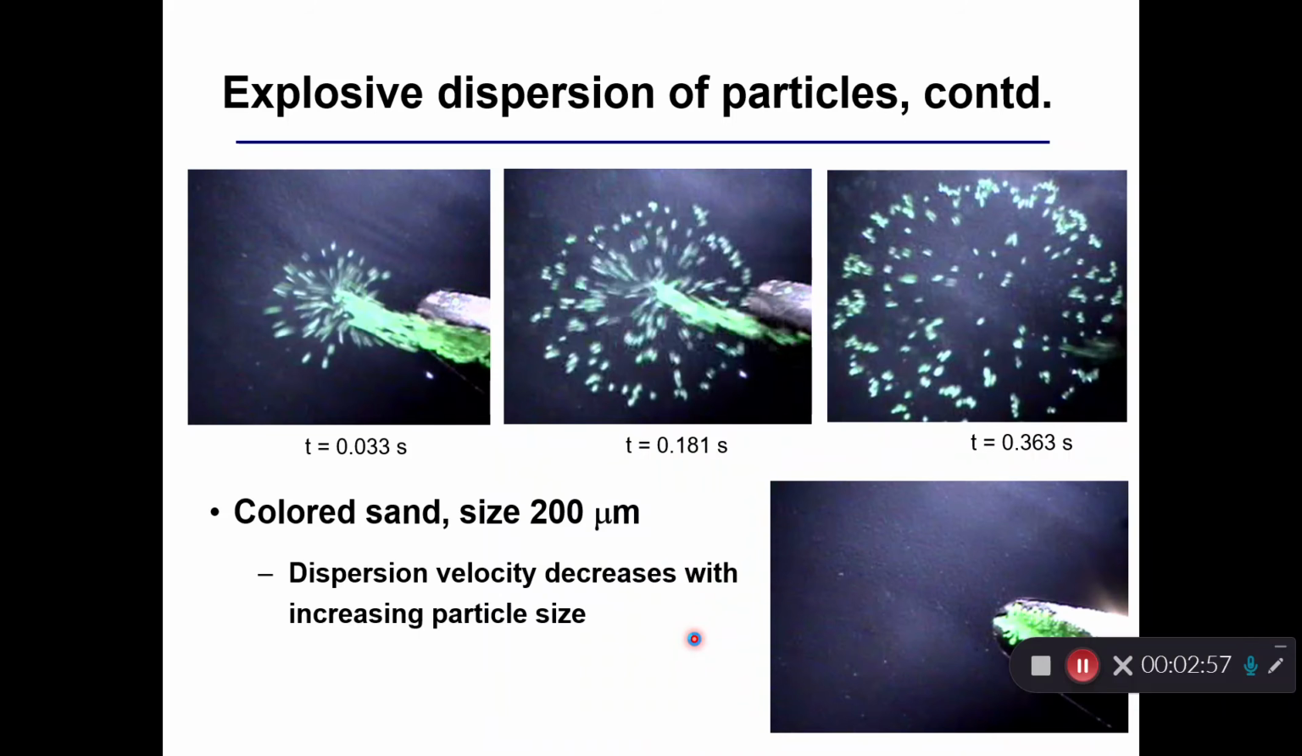One last video I'm going to show you again on this phenomenon. Here again we are seeing the green color sand particles, and the size is definitely bigger than the wheat flour particle size, almost 200 microns, and you can see that the dispersion rate is lower than the wheat flour one, and this is at different time intervals.